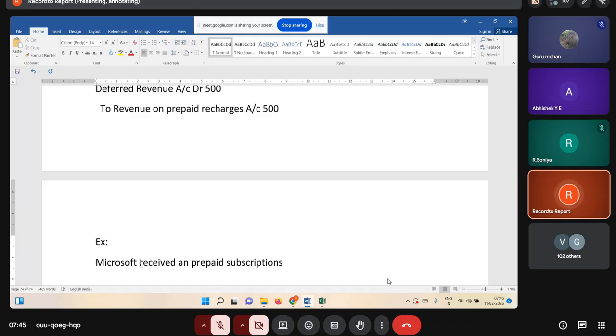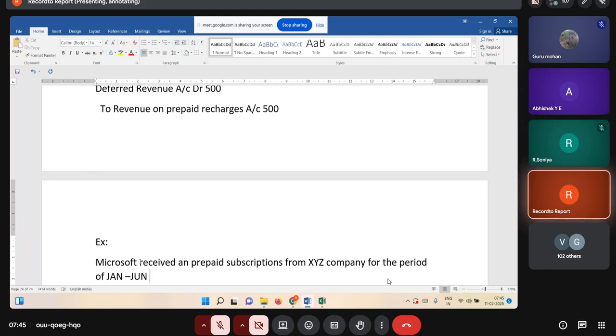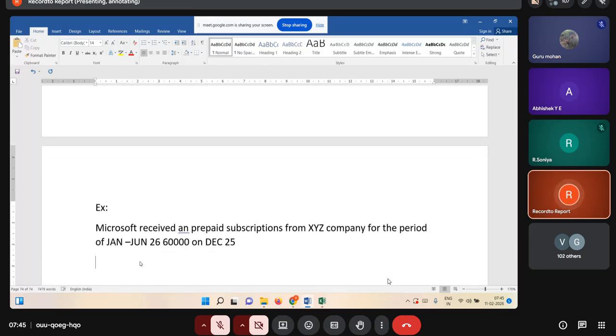So Microsoft received a prepaid subscription from XYZ company for the period of Jan to June, guys. Assume 60,000 on December 25. So XYZ customer requires to use the Microsoft services, that is Teams or any different applications lined up with that particular package, guys.